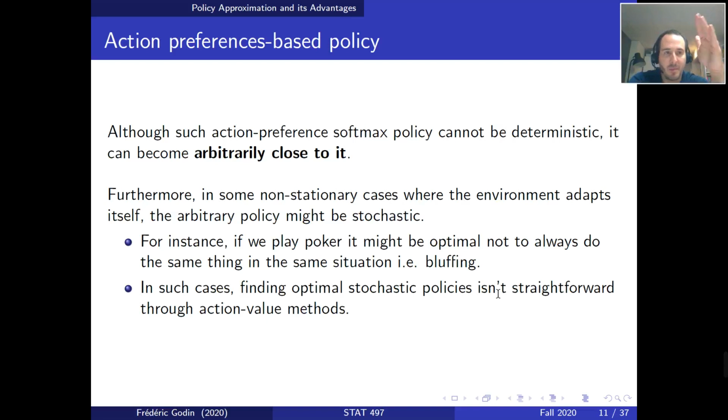When the transition probabilities are fixed through time, there should always exist a deterministic optimal policy. But when you're in an adversarial or game setting where the opponent learns from you, you could have optimal policies that aren't deterministic. In these cases, finding the optimal stochastic policies wouldn't be straightforward with regular action value methods. Whereas with policy gradient methods, for example, you directly have a stochastic policy. You don't have to say, for example, I'm going to behave in an epsilon greedy manner. No, the policy is directly specified as stochastic. So this solves the problem for cases where you would want a stochastic policy.